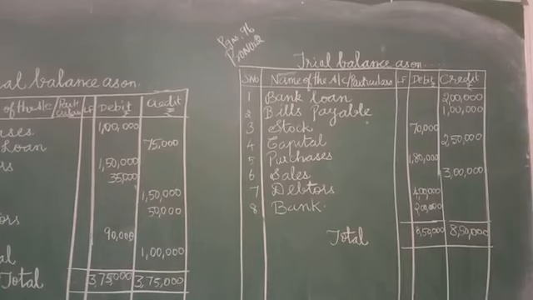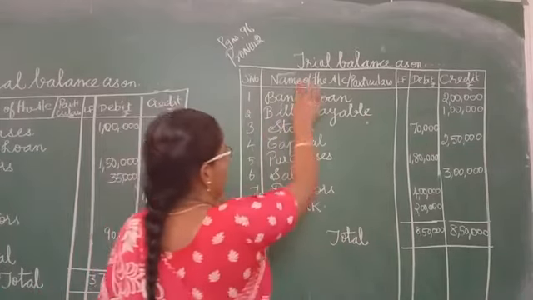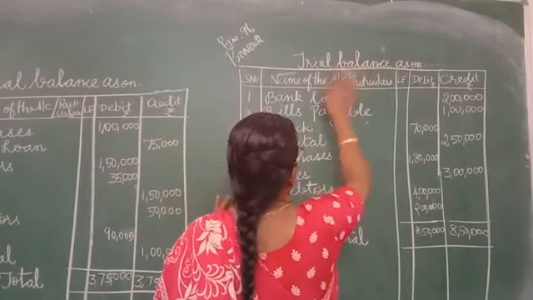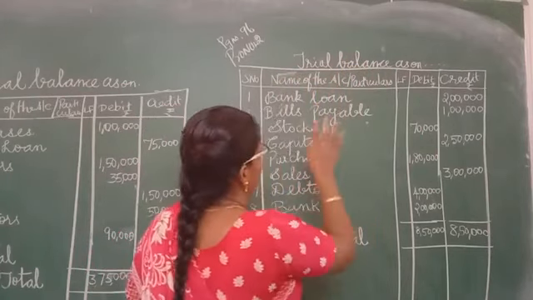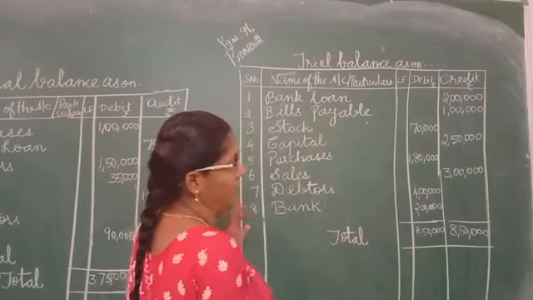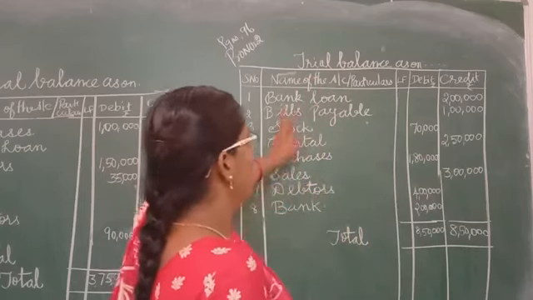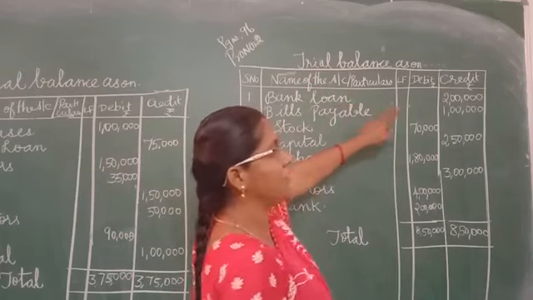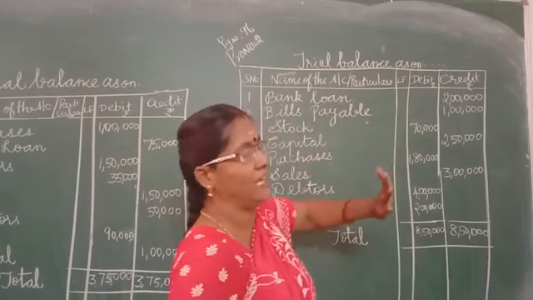Problem number 2, bank loan. First, what they have given: it goes without saying, trial balance and heading. Each and every time I don't want to tell. It goes without saying all these headings, everything is mandatory, you have to write. First one, bank loan. First you have to write bank, whatever they have given.